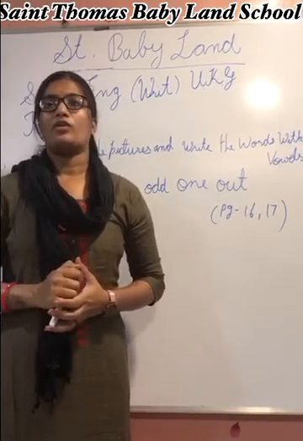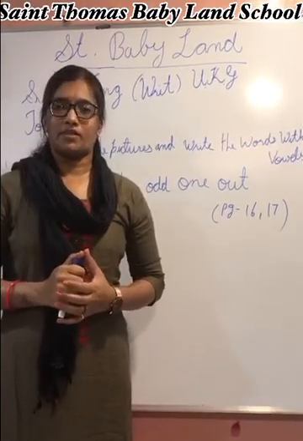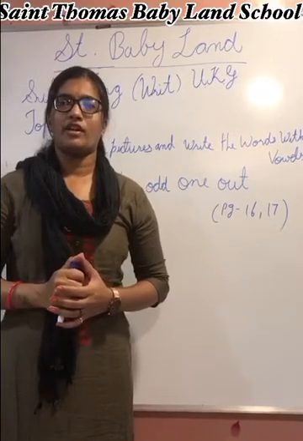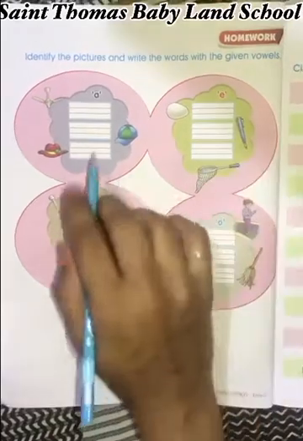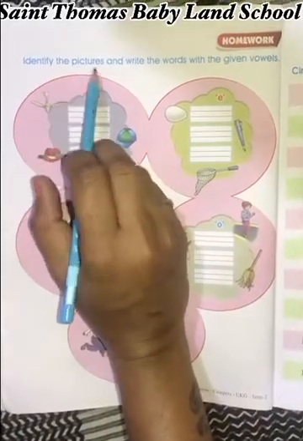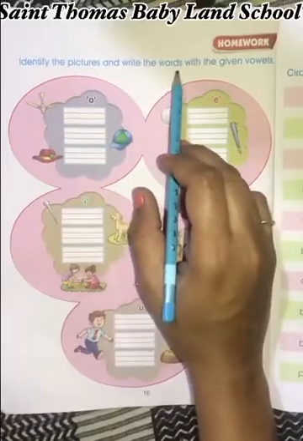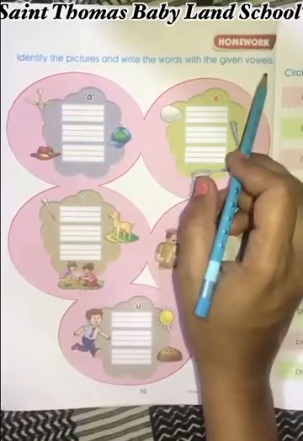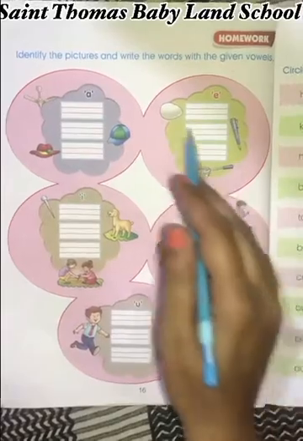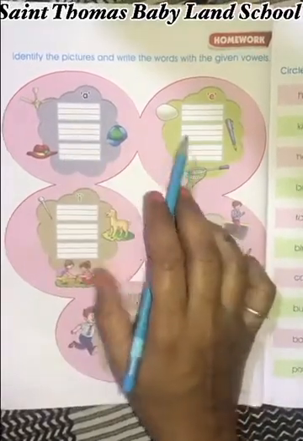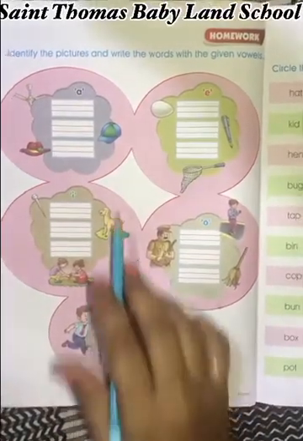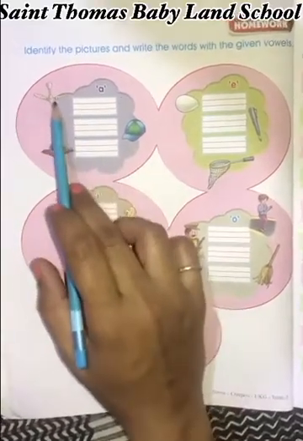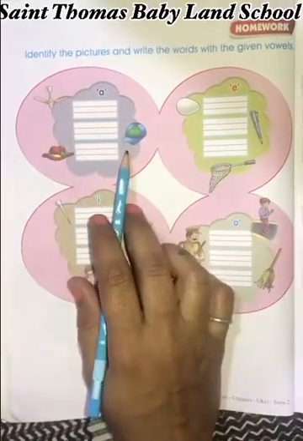Okay? Now all of you open your book Creepers, page number 16. Okay children? Now let's start. So children, in our English written subject, today our topic is identify the pictures and write the words with the given vowels. Page number 16. Here we have 5 vowels: A, E, I, O, U. Each vowel we have 3 pictures. So we have to identify the pictures and after we have to write the words.